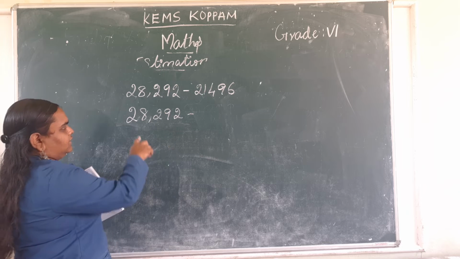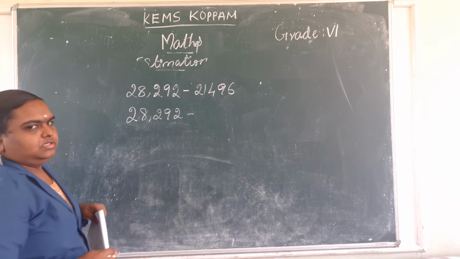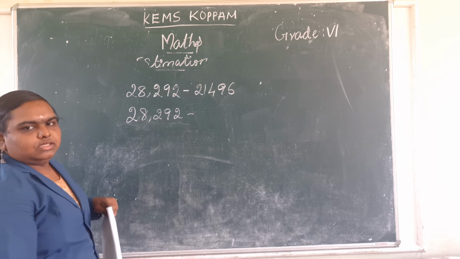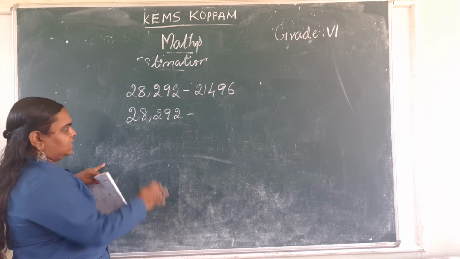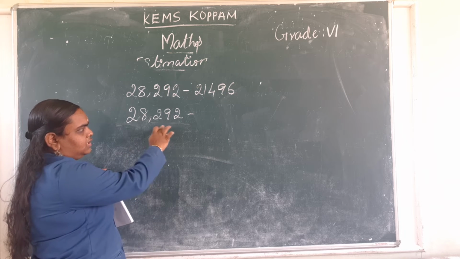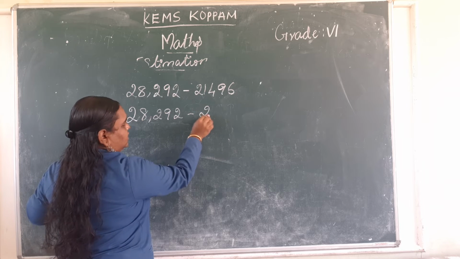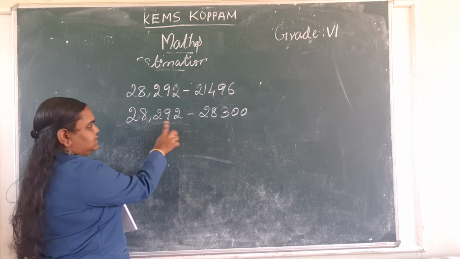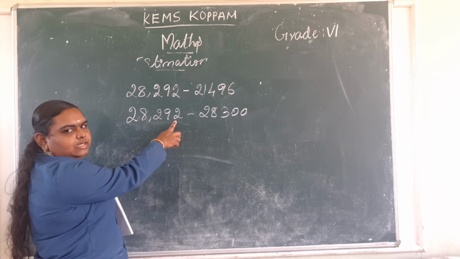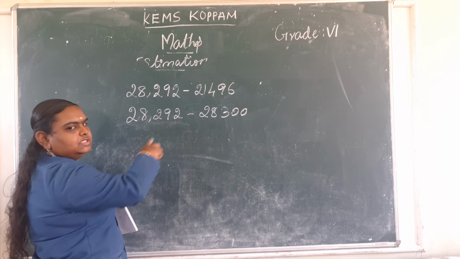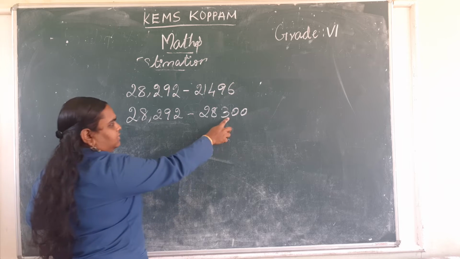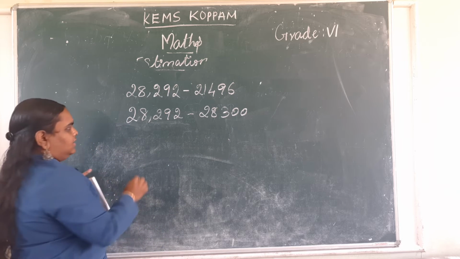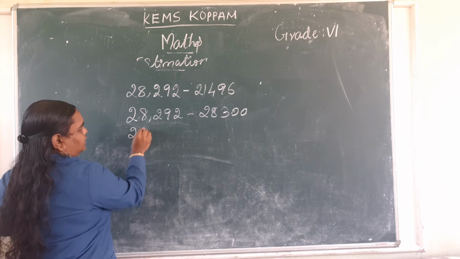This is the large number, so you can convert only for the hundreds. 28,292 will be converted as 28,300, because this is in between 200 and 300. 292 is above the mid value, so I am taking the number 300. So 28,300.